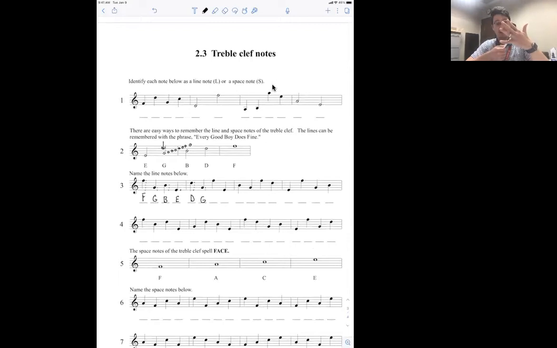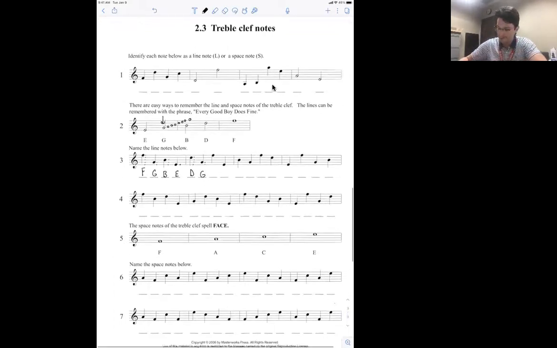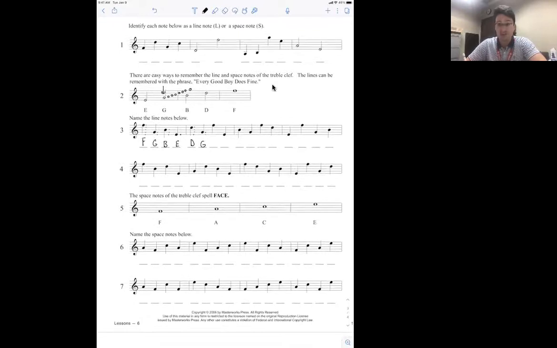So the spaces, if we have every good boy does fine, we're going to fill in the blanks. So every, so this is going to be an F, good, that's going to be an A, boy, C, D for does, E, right? So that actually spells out a word, F-A-C-E. So face in the space, okay? And this again allows you to just have a quick and easy way to remember those spaces. So it's just a quick trick on how to remember your treble clef note names.